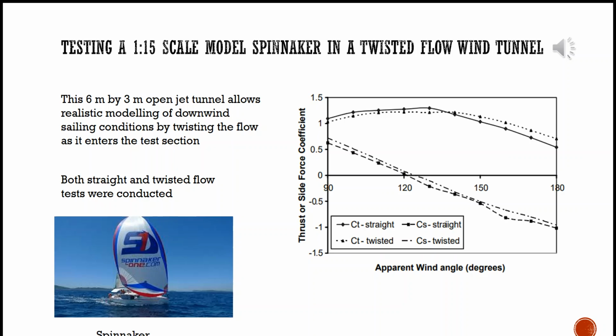The thrust and the side force results, shown in the following figure, are plotted against the observed apparent wind angle at the head. As may be observed, the results are similar, but the twisted flow results occur at slightly higher masthead apparent wind angles, indicating that the effective apparent wind angle in the twisted flow was between 5 and 10 degrees less than that observed at the masthead.